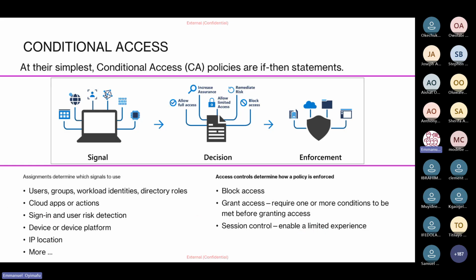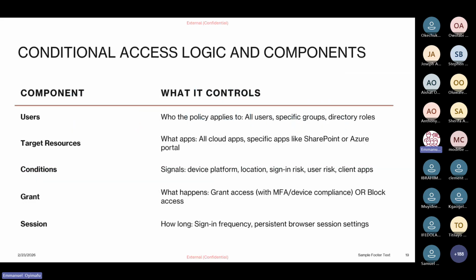So let's look at some components for multi-factor authentication. Some of the components are users. These users determine the scope to which you are applying the policy. You can apply policies to specific users, to specific groups, and to directory roles like global admin, exchange admin, and the likes. You can apply your conditional access policy to roles.